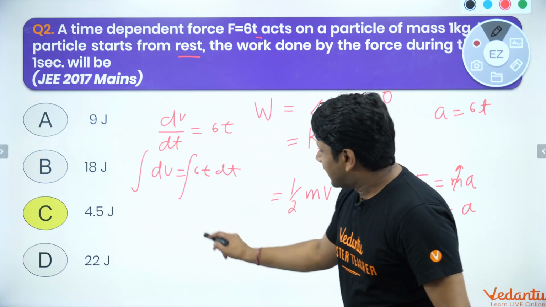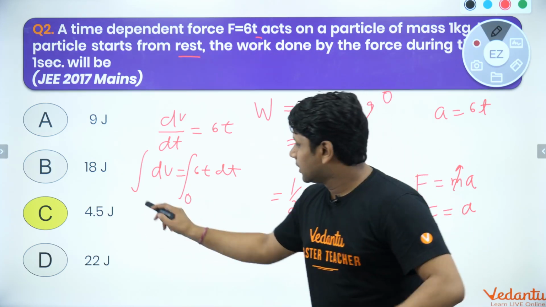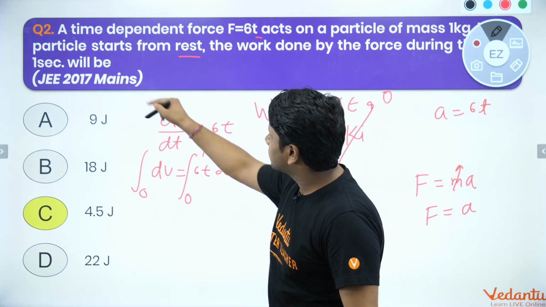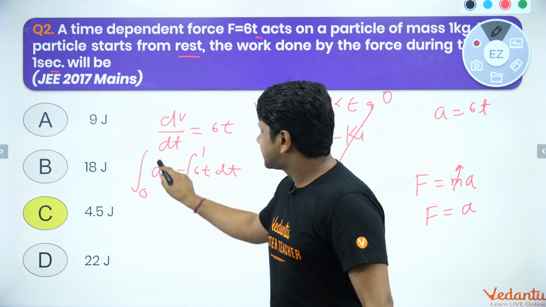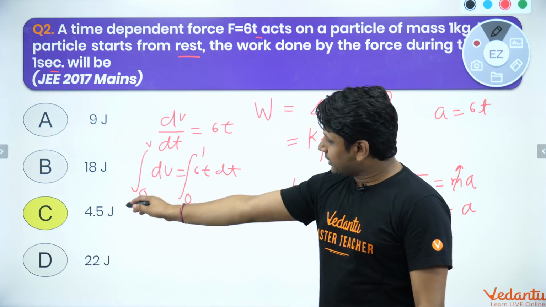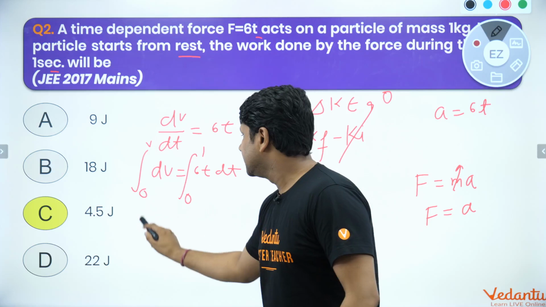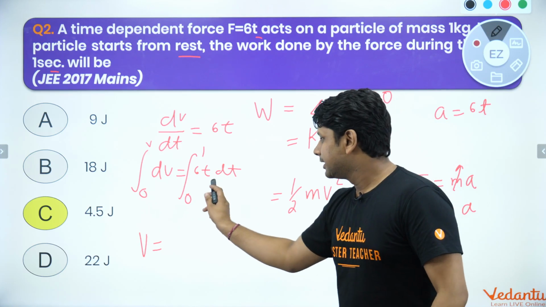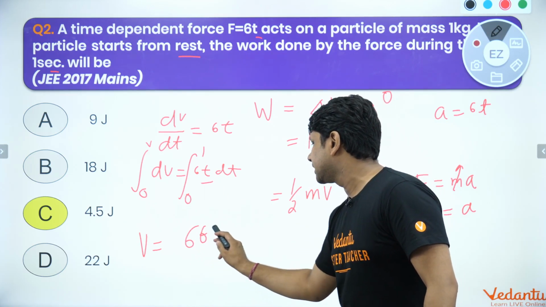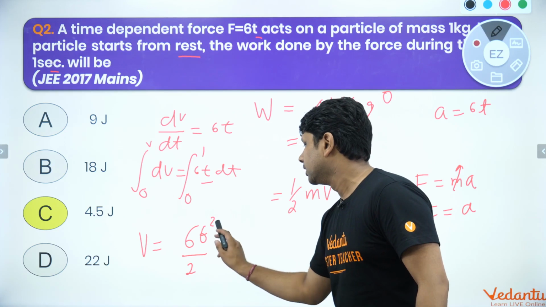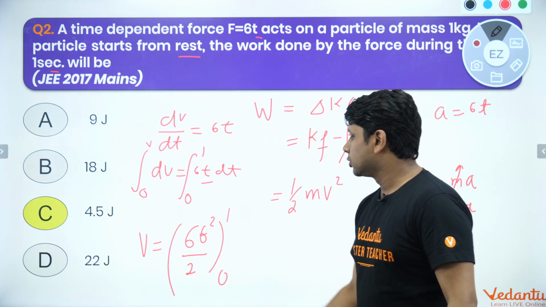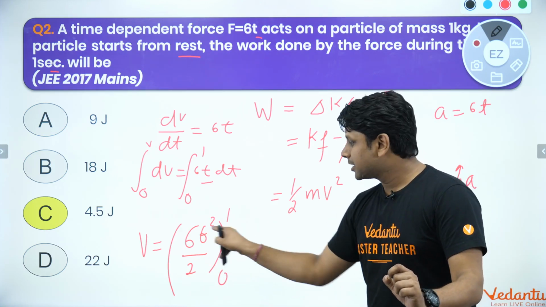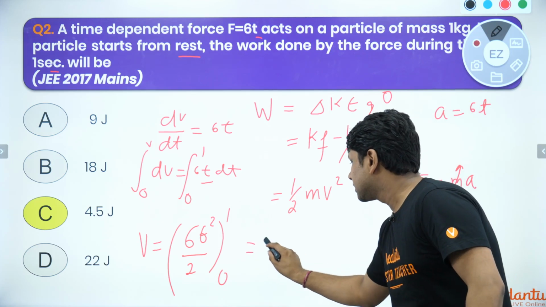How do we integrate? At time t equal to 0, the velocity is 0 as it is starting from rest. At time t equal to 1, because that is the limit given to us, let's say velocity is v. If you integrate the left hand side, you would get v only. So v minus 0 is v itself, equal to the right hand side. If you integrate, 6 into t integration will be 6t square divided by 2, right? Now put the limits from 0 to 1. So 6 by 2 is 3. Once you put the limit 1, it will become 3 into 1. Correct answer for velocity is 3.